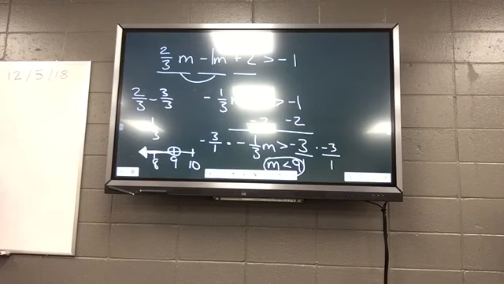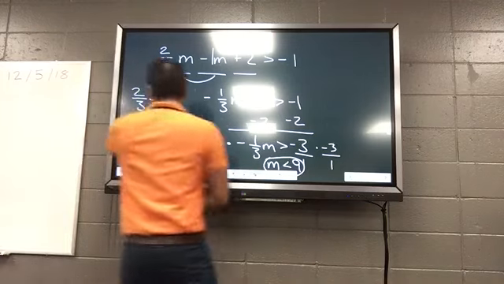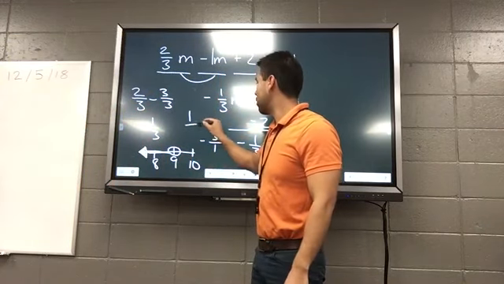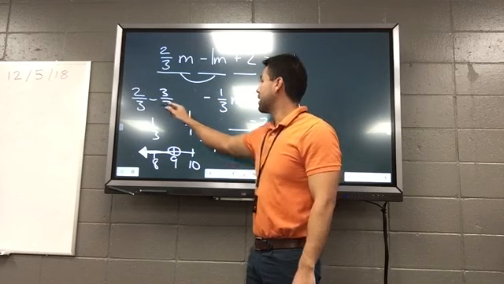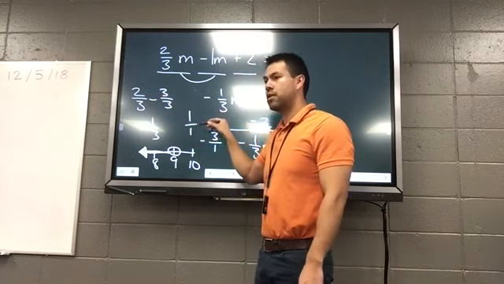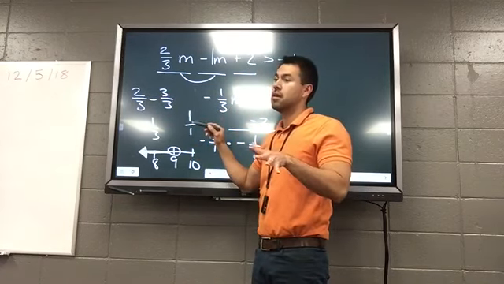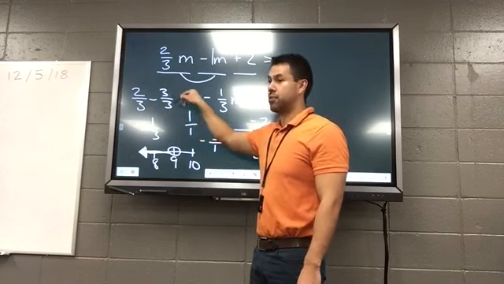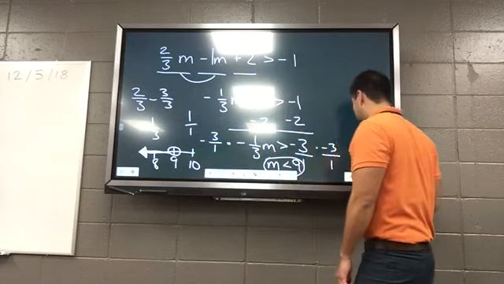Yes, sir? How'd you get 3/3? Oh, right here? So we had 1, isn't that 1 over 1? But can you do 2/3 minus 1 over 1? Don't you have to have a common denominator? So what's the common denominator? 3, so you have to multiply 1 by 3 over 3. Yep. So you get 3/3. Good question.